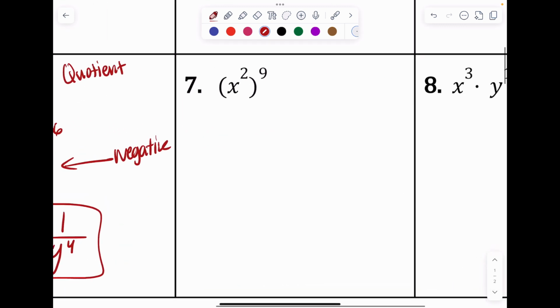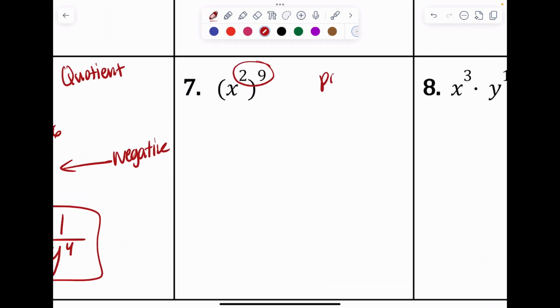Okay, number 7, here we have power to power, so that's our power rule. Power rule tells me to multiply, so I have x to the power of 2 times 9, which gives me 18.